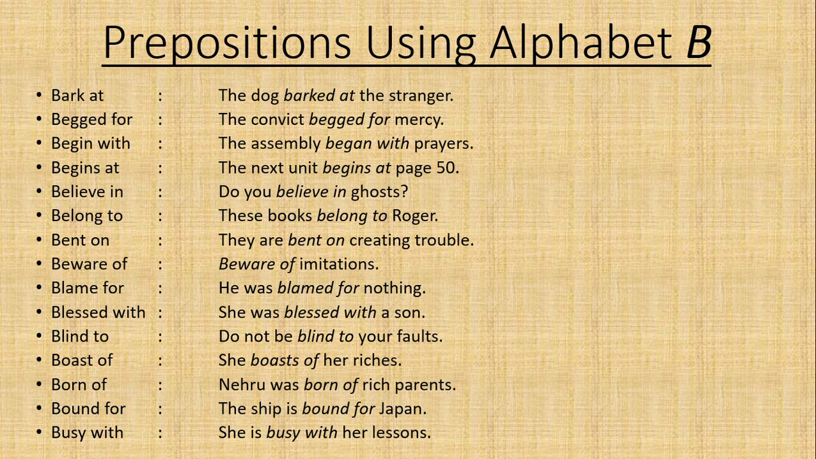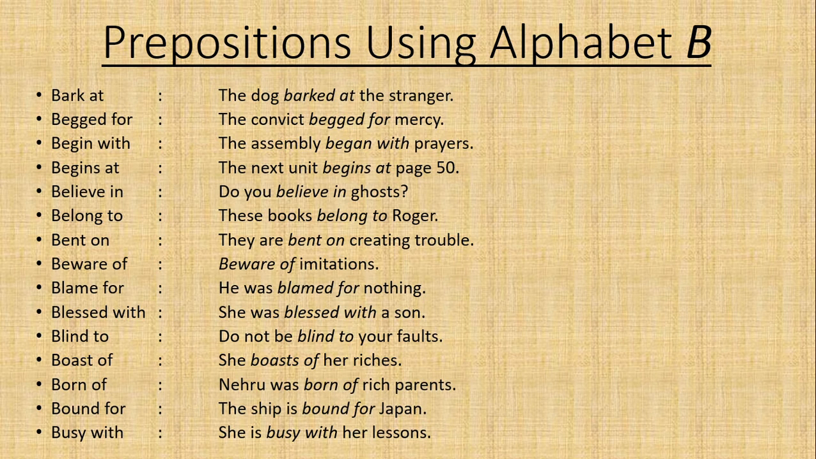So the next one is begged for. The convict begged for mercy. So the relation between the convict and mercy is begged for. Begin with. The assembly began with prayers. The relation between assembly and prayers is began with. Begins at. The next unit begins at page 50. So the relation between the next unit and page 50 is begins at.